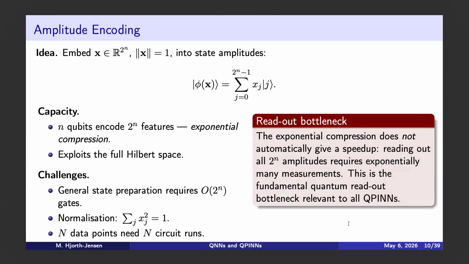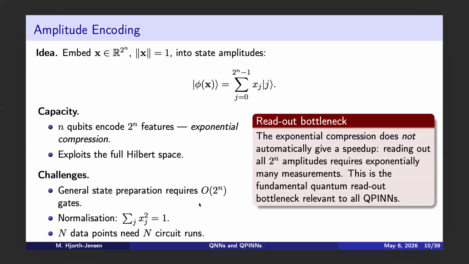You have another one which is called amplitude encoding. So you can then embed this X into state amplitudes. So we then would have a linear combination here. So if you have n qubits, then you can encode 2n features, and that is what is normally called exponential compression, and it exploits the full Hilbert space.